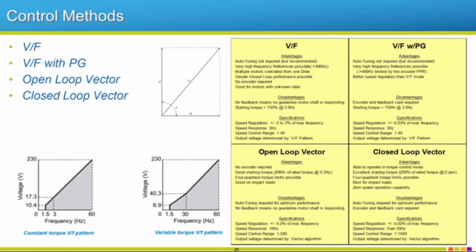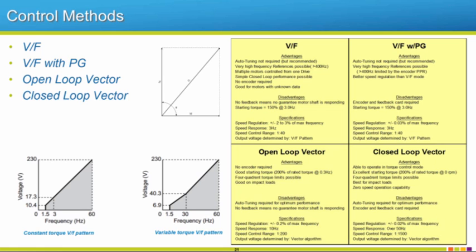Okay, let's talk about our different control methods that are available with most drives. The names could vary a little bit, but for the most part, they're going to be pretty similar to this. We have our basic control, which is our V by F control, and then we could step up to V by F control with PG. PG is a pulse generator.